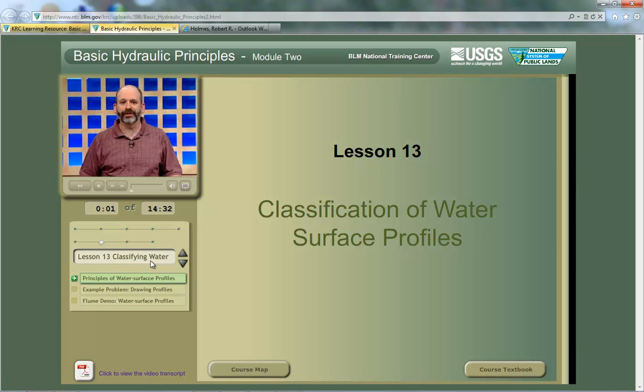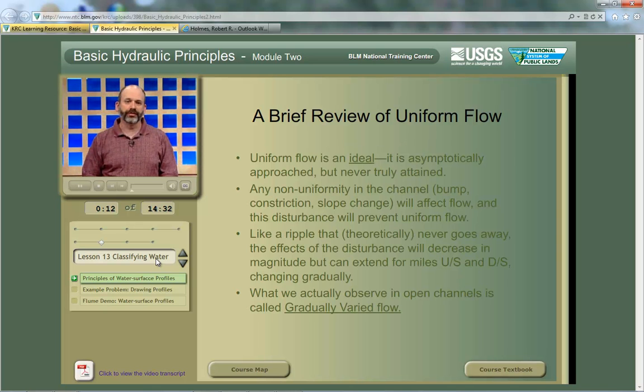This is lesson 13, classification of water surface profiles. In this lecture, we're going to be going through the conceptual idea of water surface profiles. But before we go into that, I want to give you a brief review of uniform flow. Uniform flow is really an ideal. It's something that's asymptotically approached, but it's never truly obtained.